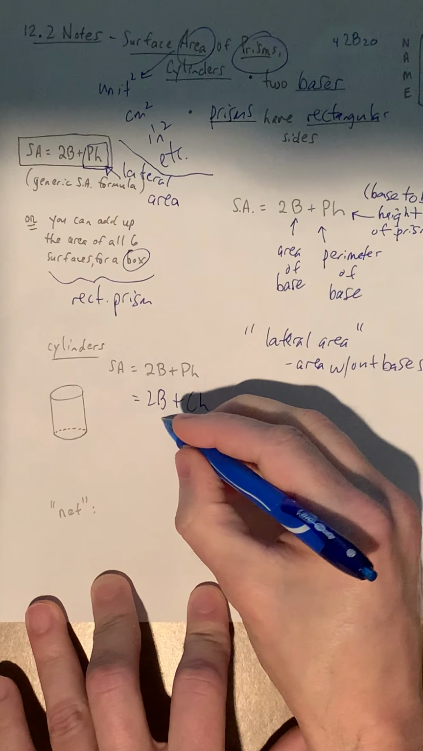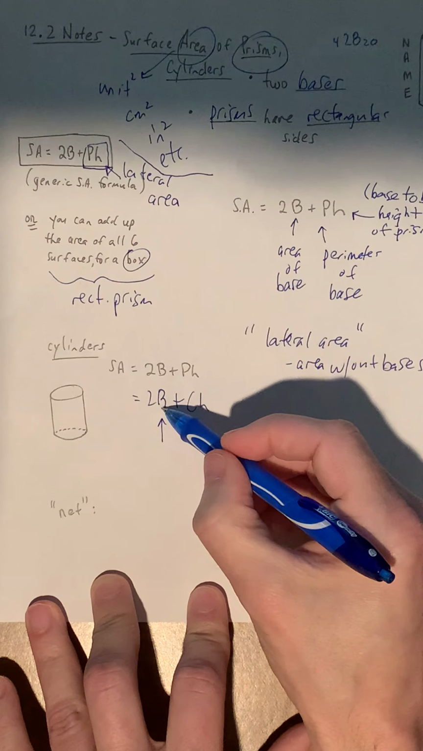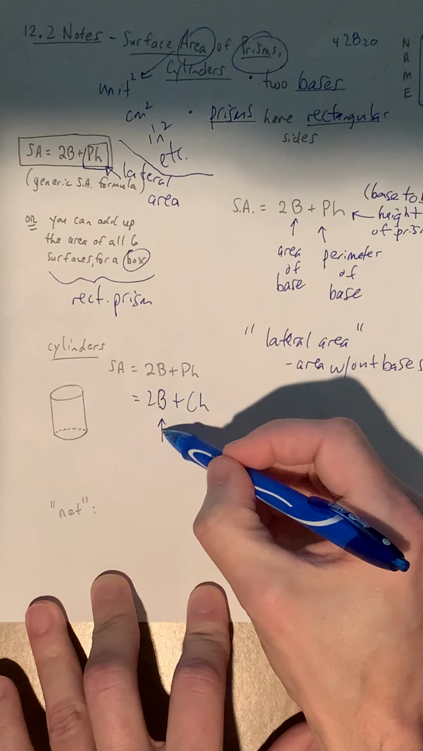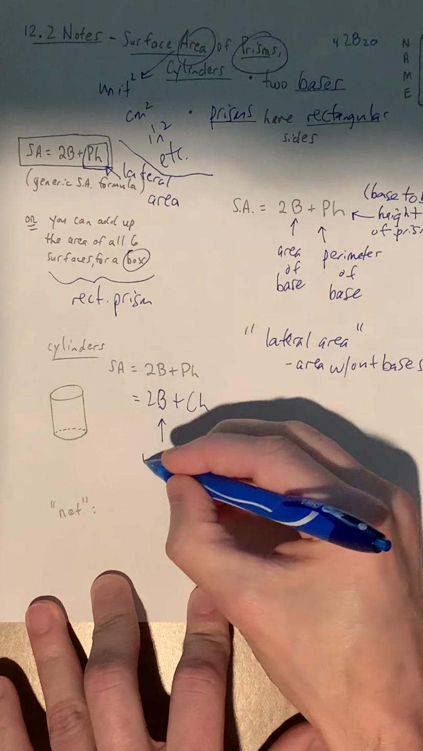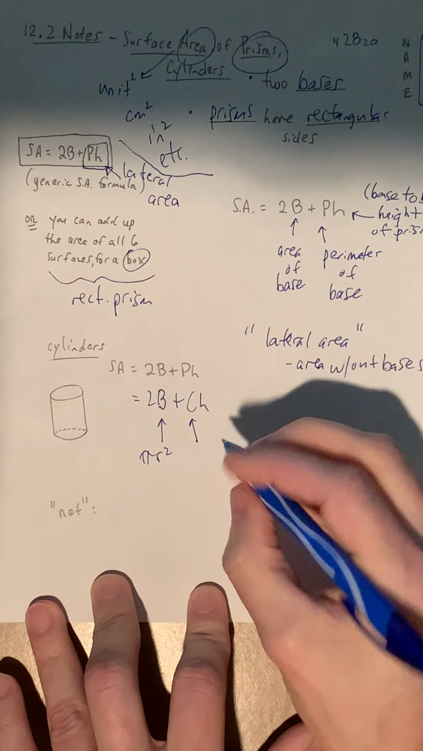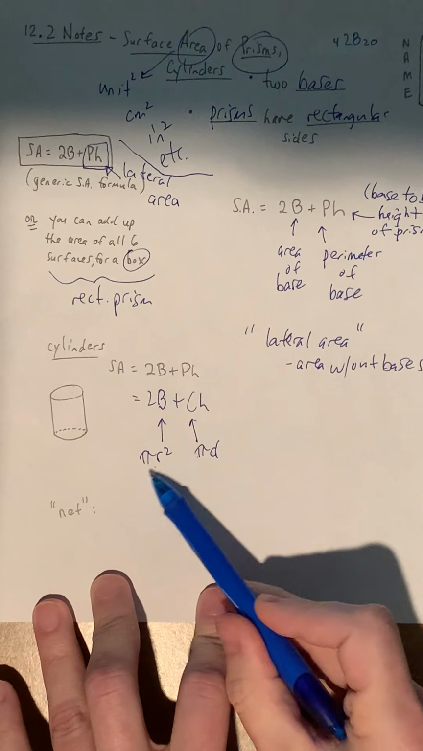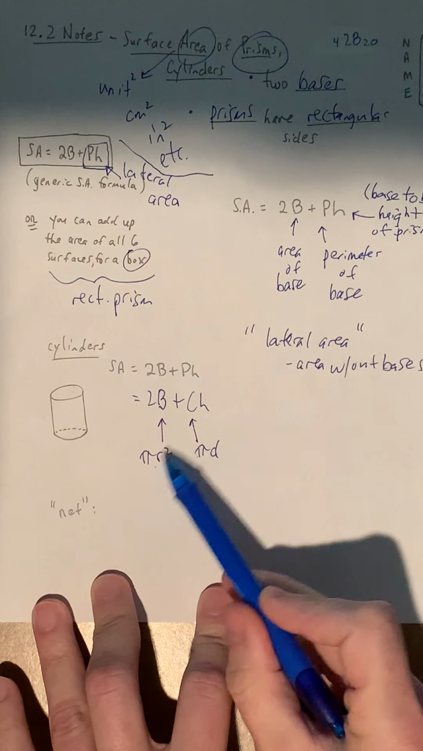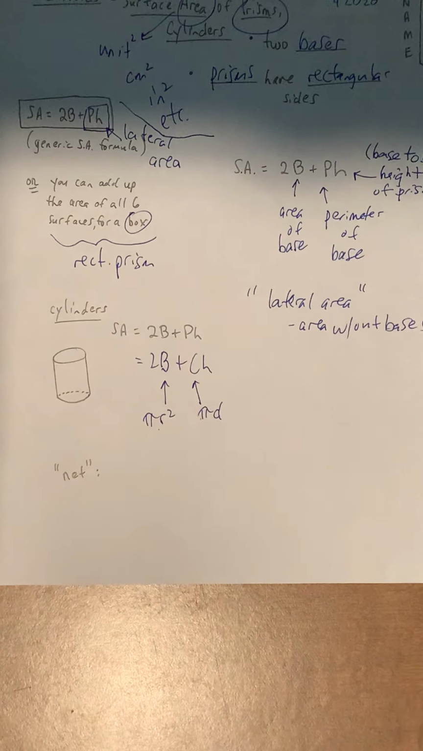Now, since you're dealing with bases that are circles, remember the area formula for a circle. To find capital B, the area of the base, the area of the circle, use pi r squared. And for circumference of a circle, remember it's pi d. So you have to use those two formulas on the side to calculate B and C, and then come back in and pop them in.